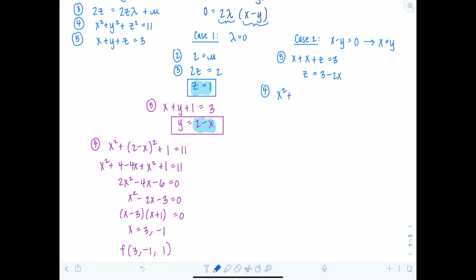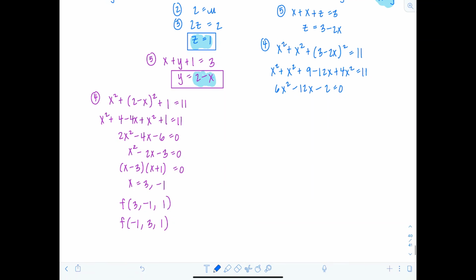So I have x squared plus, remember, x is equal to y, so I'll have another x squared plus z is 3 minus 2x squared equals 11. And then multiply this all out, so you have x squared plus 9 minus 12x plus 4x squared is 11. And then let's combine our like terms, so we have 6x squared minus 12x, and then 9 minus 11, negative 2, is 0. Dividing by 2, we have 3x squared minus 6x minus 1 is 0.